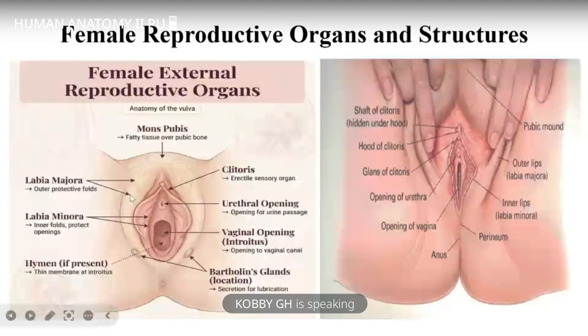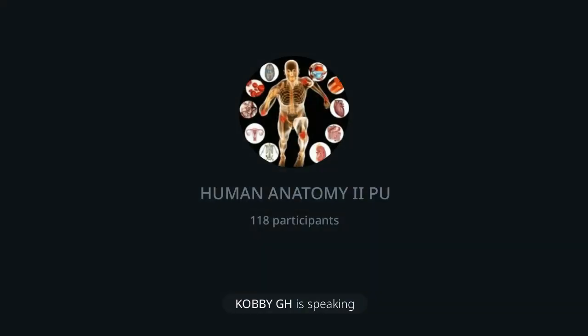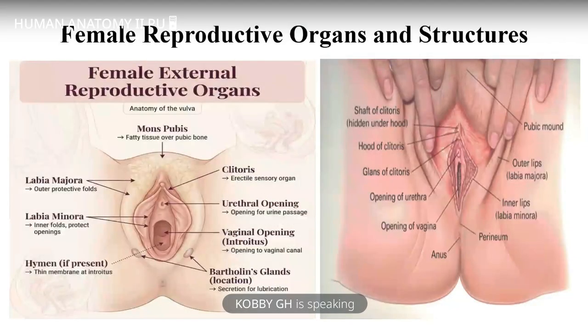For the vulva, we have folds. This part, we have the outer fold. The outer fold is what we call the labia majora. And then we have an inner fold. The inner fold is what we call the labia minora, or you can call it the inner fold. So another name for the labia minora is inner fold. Then the outer fold, we call it labia majora. Another name for labia majora is outer fold.